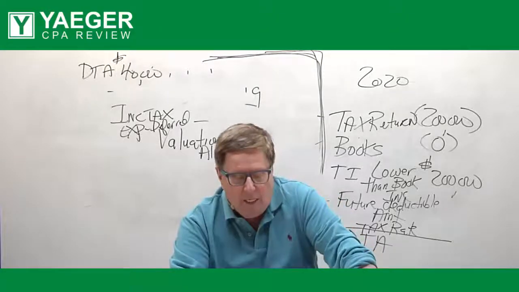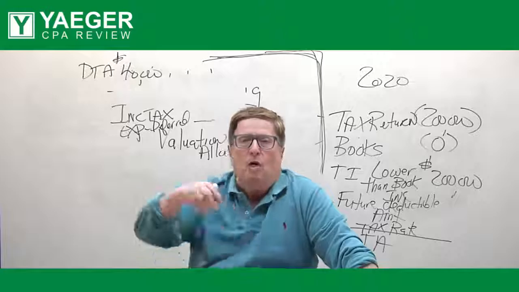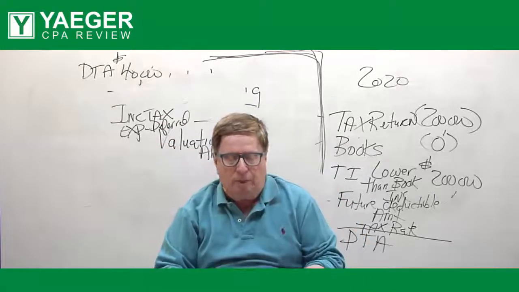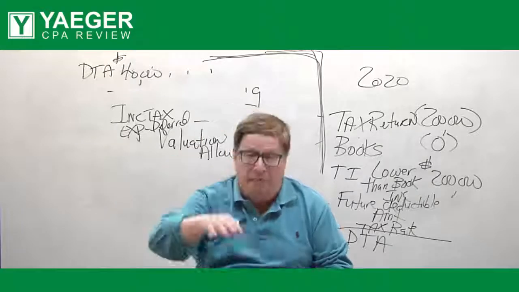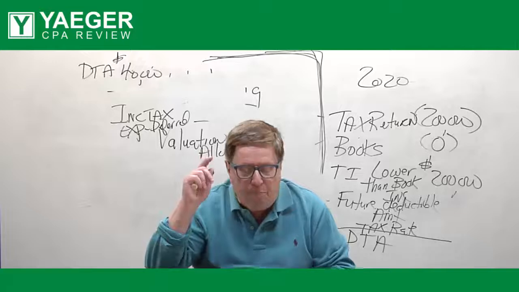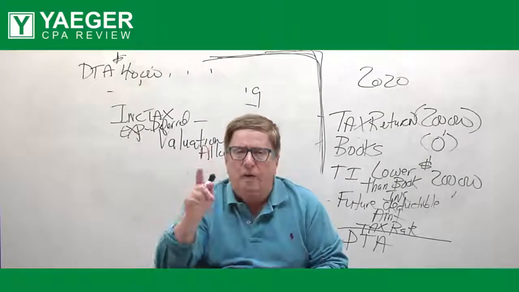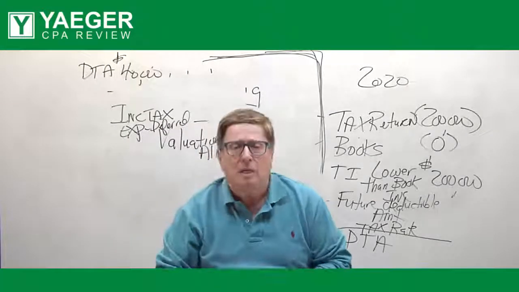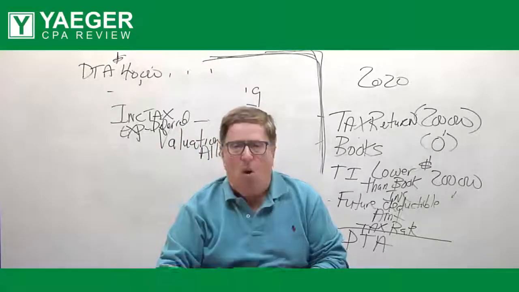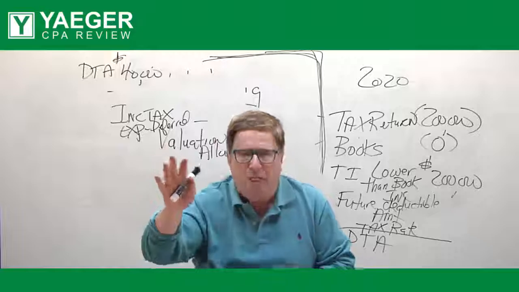That's the deal. Now, remember, what causes the difference between book income and taxable income is two types of differences. One, timing differences, which are called what? Temporary differences. Temporary differences are timing differences. And also, the difference between book income and taxable income is caused by what we call permanent differences.